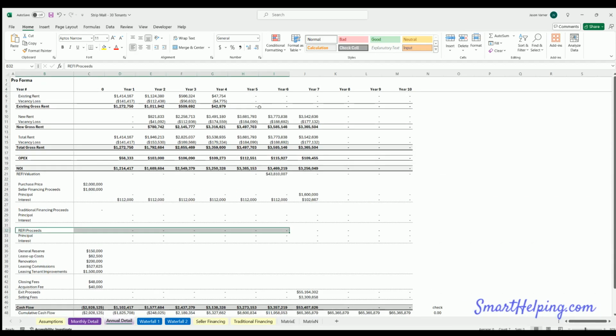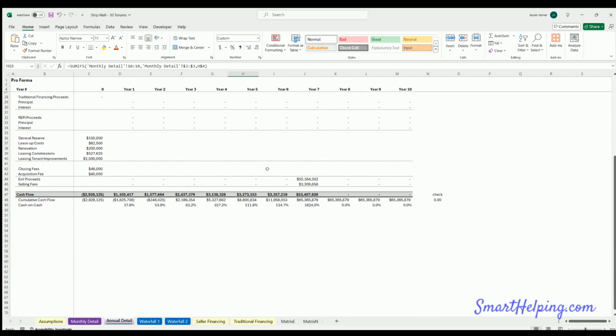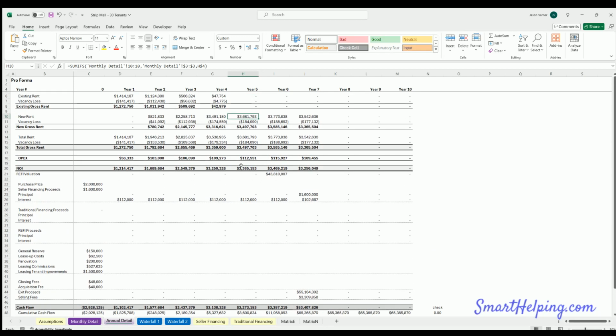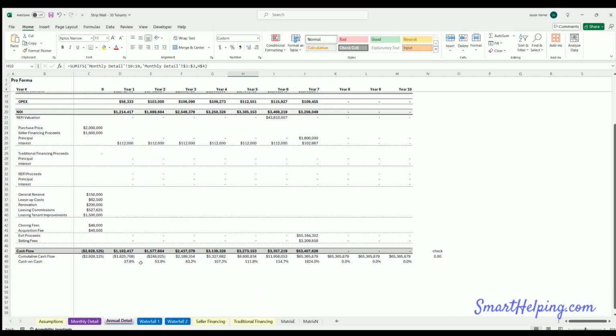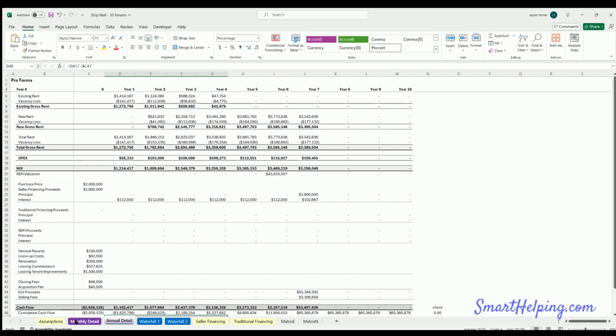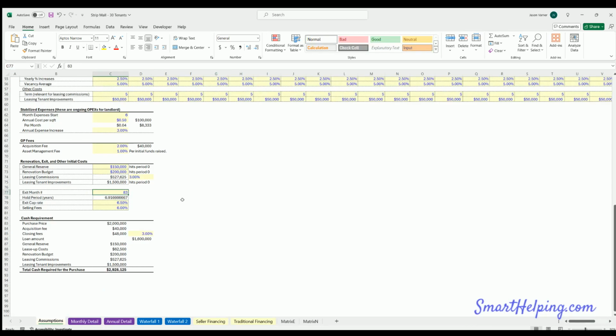Annual detail, same thing as a monthly, just an annual view. So here you can see kind of everything that's happening. Here's all your costs, your funding. Then here's your operations, cash flow, cash on cash return. Let's put this back to 120 months, 10 years. Exit cap rate, that's going to just go against your annualized NOI on the exit month. And then you've got some selling fees potentially, and that'll define how much cash you get on the exit.